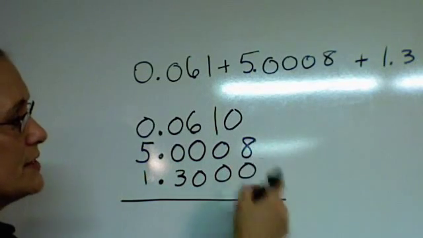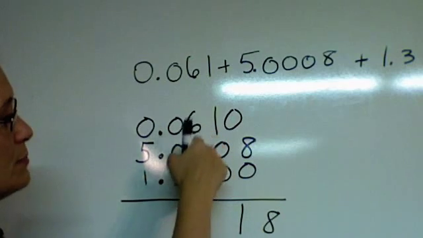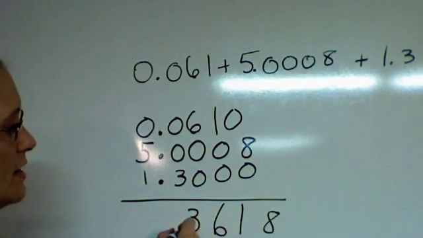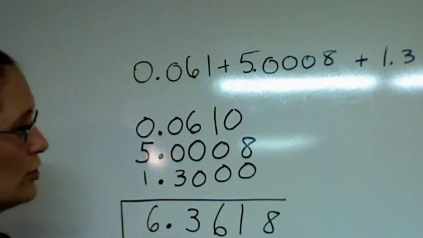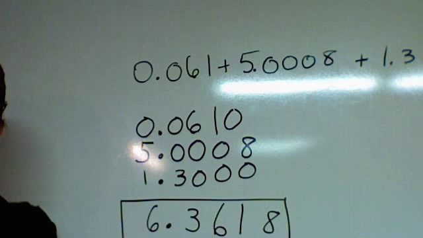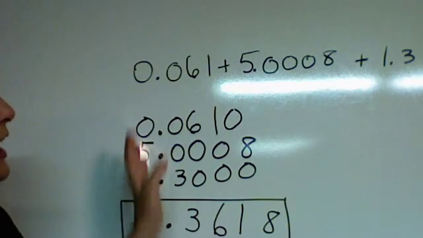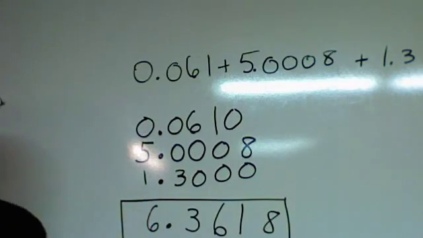0 plus 8 plus 0, 1 plus 0 plus 0, 6 plus 0 plus 0, 0 plus 0 plus 3, decimal point, 0 plus 5 plus 1, and there's your answer, and you can box it just like that. Okay, so we would do the same thing with subtraction, only you would have to borrow, and that's fine. But you would put it into columns, and you would subtract it, but always lining up that decimal point.